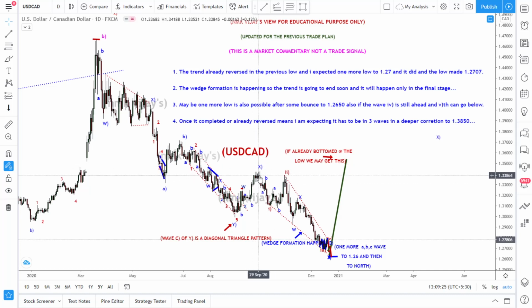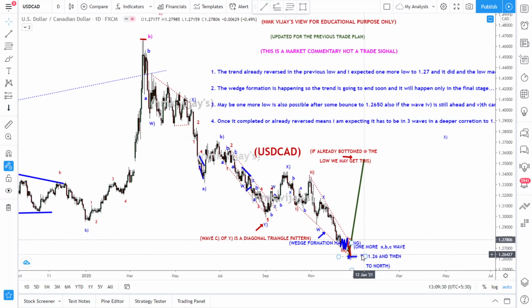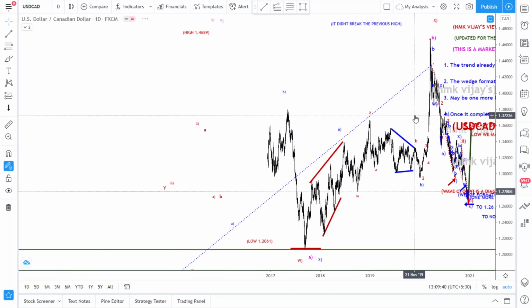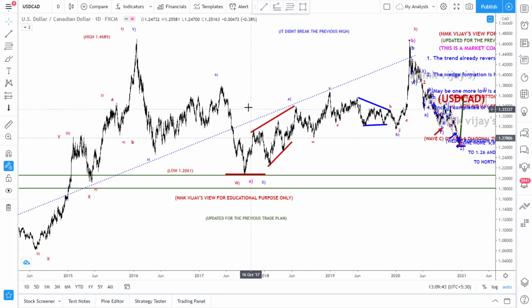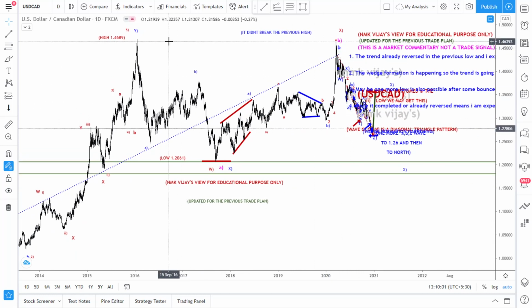After that, this X also is an ending diagonal triangle. Still we are in that low. So this is the final stage of the dollar declining. After this, the Z is completed. I am looking for another three-wave structure to 1.38 or 1.39. Why I am looking here is because there is a lot of support and resistance zone here. So first of all, at minimum it has to reach that 1.35, and the next target is 1.38. So this zone it has to reach, and it didn't break this high also.